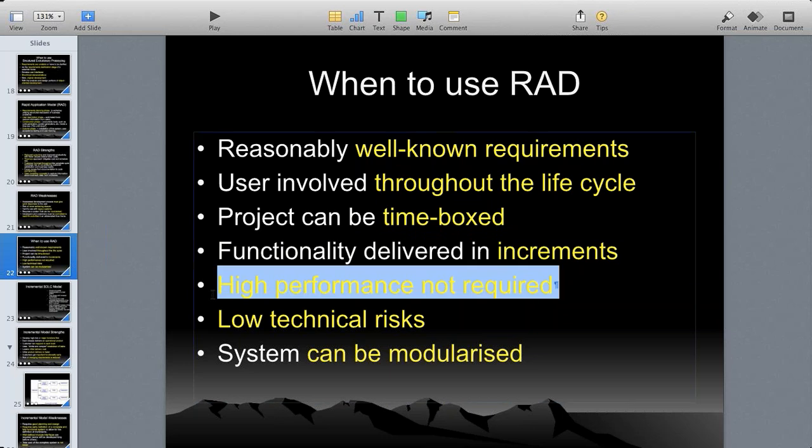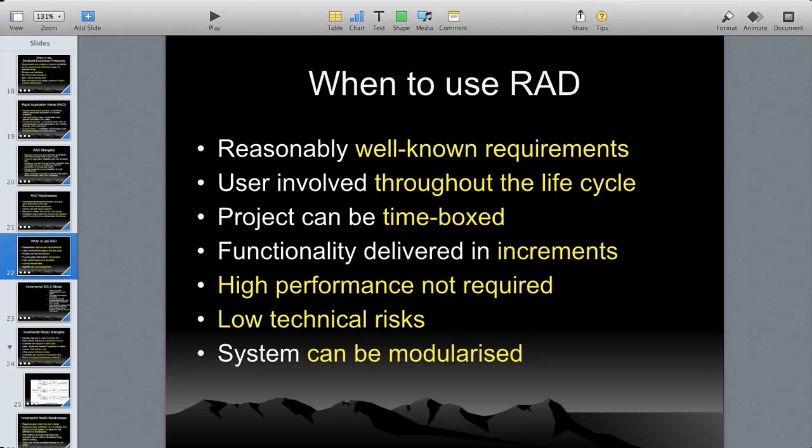High performance not required. Why? Release the application first, then work on the performance. The best example: let's say you bought a new iPhone 7 today. Of course there is iPhone 6 Plus or 6s. Once you buy that and turn it on, within a day or a week, you will get a message, upgrade your software.